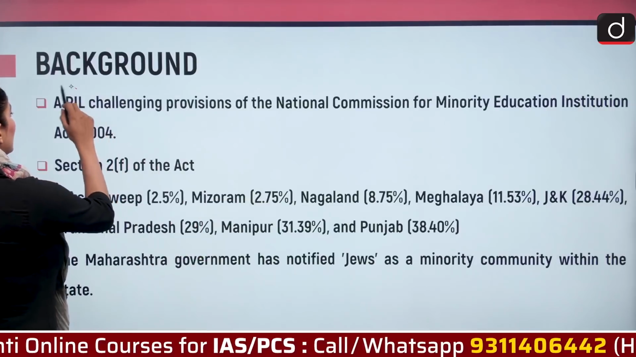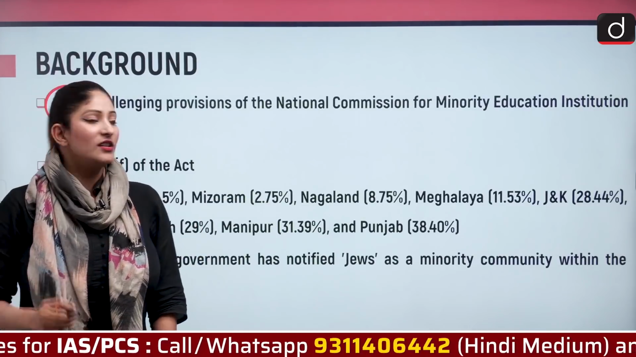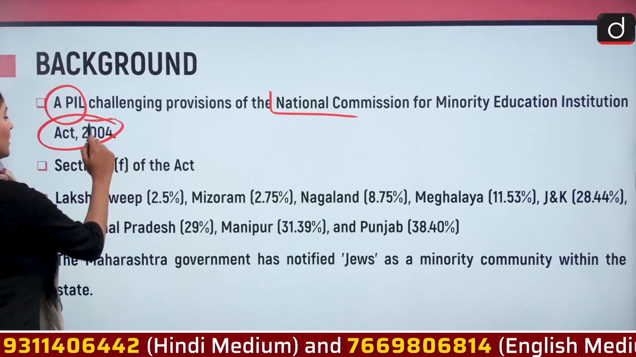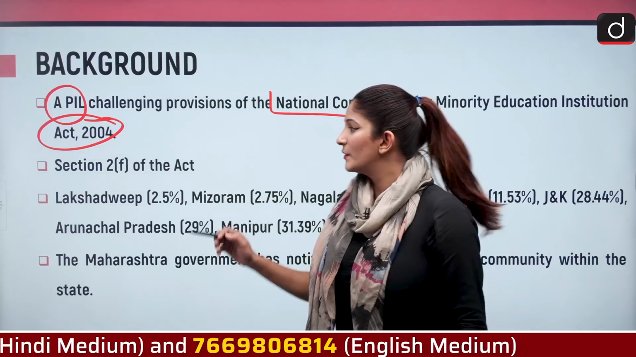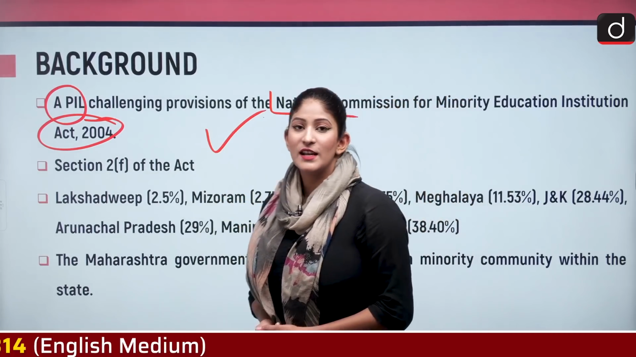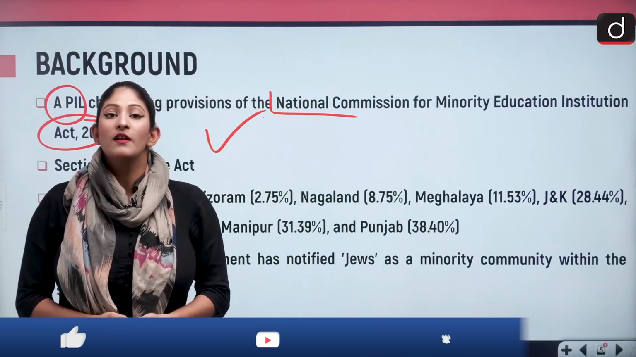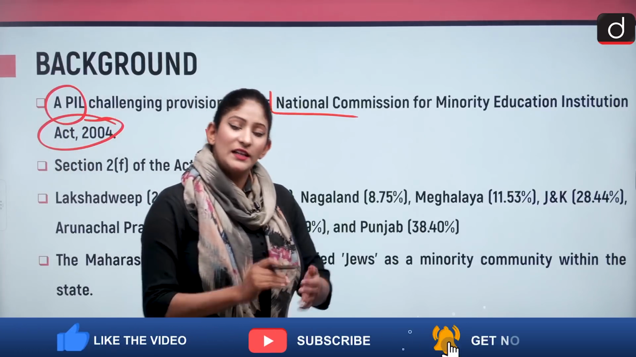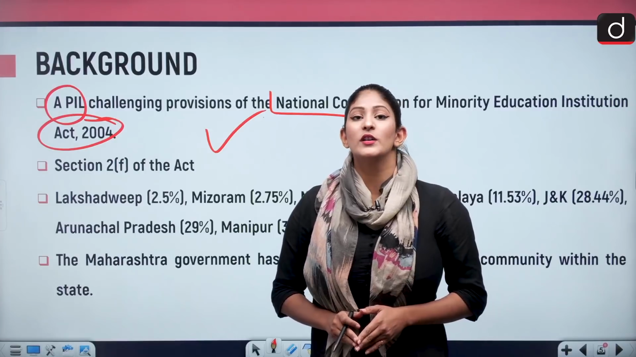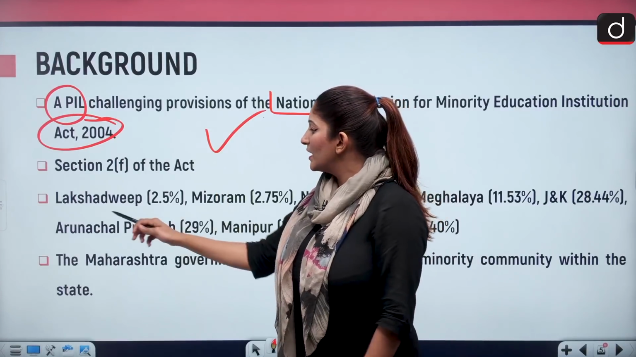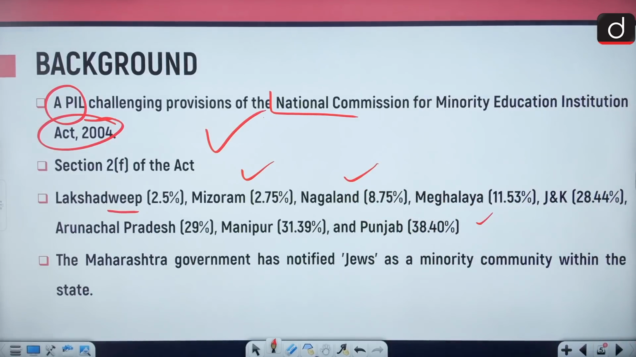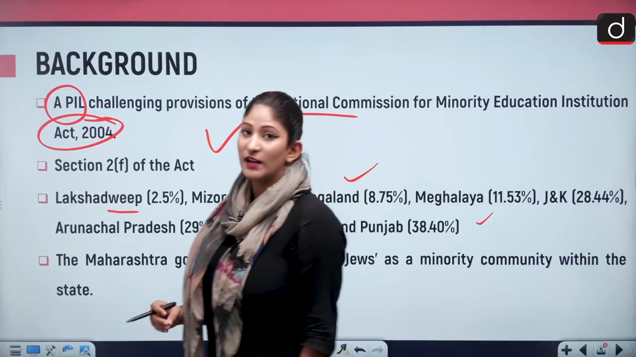So the background is a public interest litigation challenging the provision of the National Commission for Minority Education Institution Act of 2004. Section 2 clause F of this particular Act was challenged by Ashwini Upadhyay ji. Here he says that there is a divide and rule policy going on, where only a few minorities declared at the national level are being protected. Whereas Hindus, according to the census of 2011, are lacking in Lakshadweep, Mizoram, Nagaland, Meghalaya, Jammu and Kashmir, Arunachal Pradesh, Manipur and Punjab. So he says that Hindus are very few and they are not being protected.